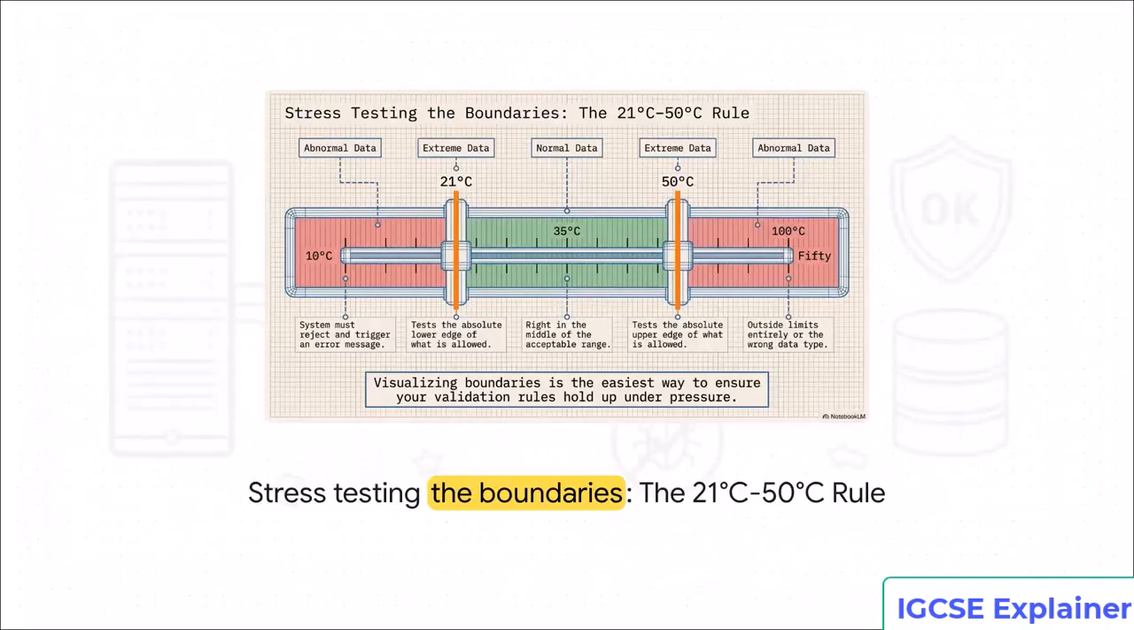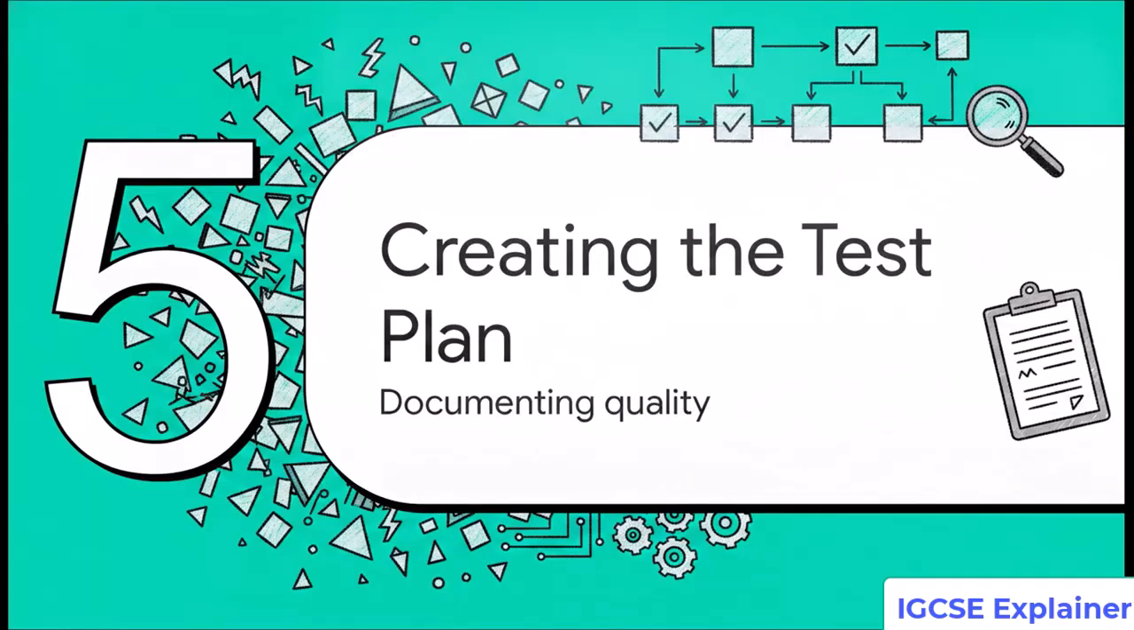And this brilliantly illustrates the concept. Have you ever accidentally typed a letter into a phone number box on a website? Well, testers do that on purpose. Imagine a temperature system calibrated only to accept inputs from 21 to 50 degrees Celsius. 35 degrees? That's our safe, normal data. But testers will hammer the extreme boundaries precisely at 21 and exactly at 50. Then, they push into the red zone with abnormal data, typing in -10 or literally typing the word 50 with letters, just to prove the validation rules hold up under absolute pressure and trigger a controlled error instead of a complete system crash.